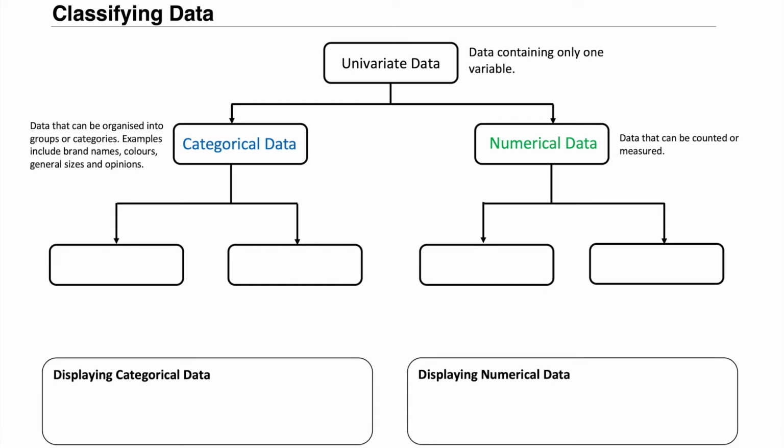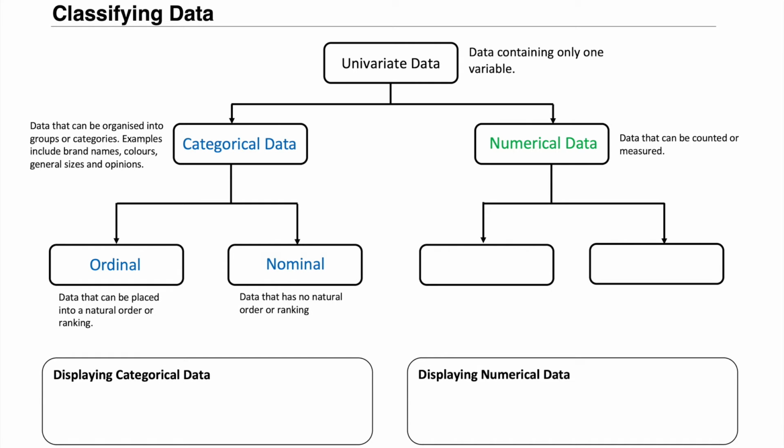Each of those can be subclassified into two different groups. Looking at categorical data, we can further classify as ordinal or nominal. Ordinal data is data that can be placed into a natural order or ranking. So if I give you a statement and I ask whether you agree or strongly disagree, I can rank those in order from strongly disagree to strongly agree. So that is going to be our ordinal data. Categorical data that can be ordered.